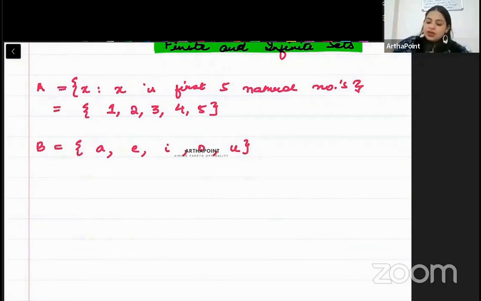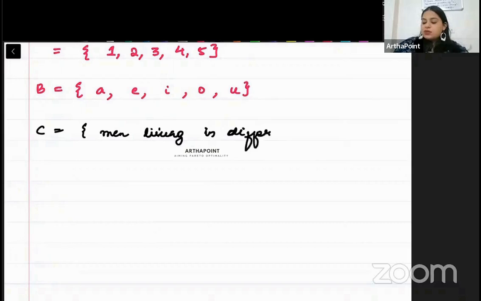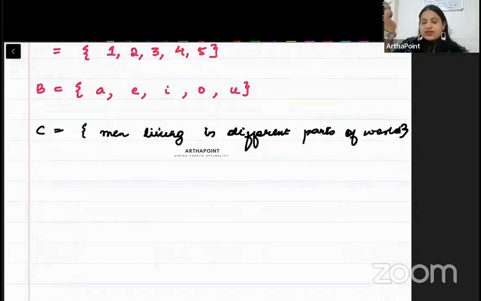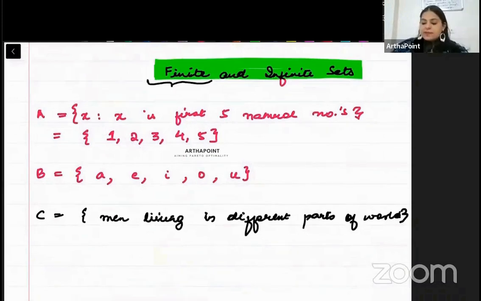But now take an example, C. I'm saying C contains all the men living in different parts of the world. But this is not finite. This is infinite. I don't know how many people are currently living in this world. If I start naming them, this will be an infinite set. So beta, a finite set contains a finite number of elements and an infinite set contains an infinite number of elements. Is this clear?